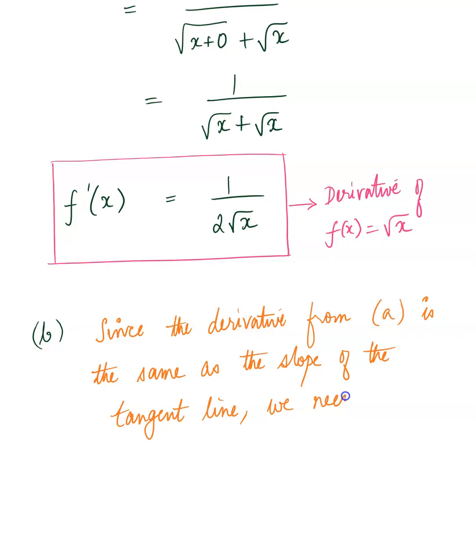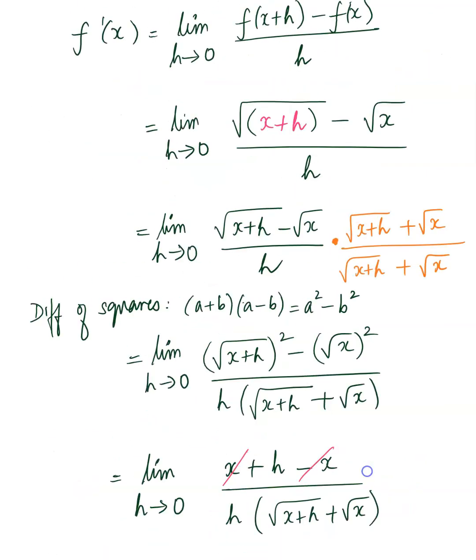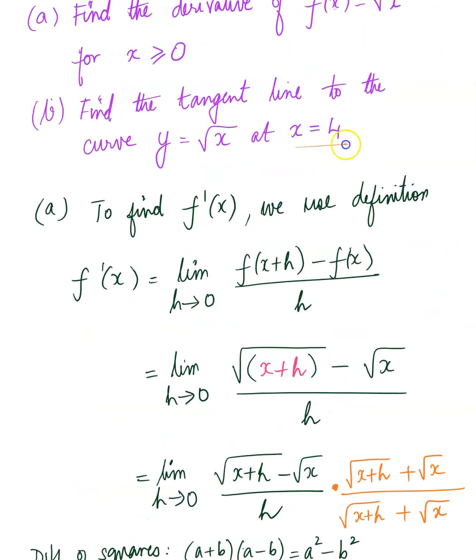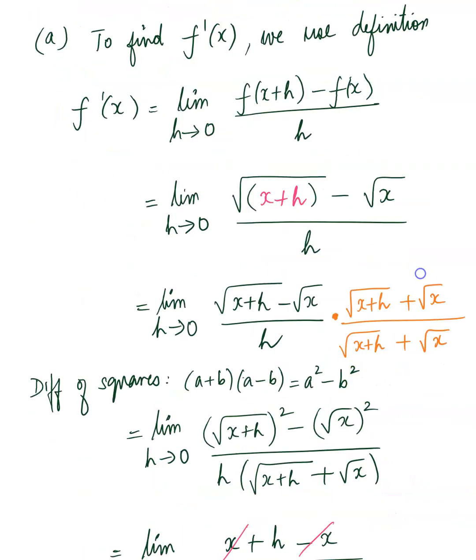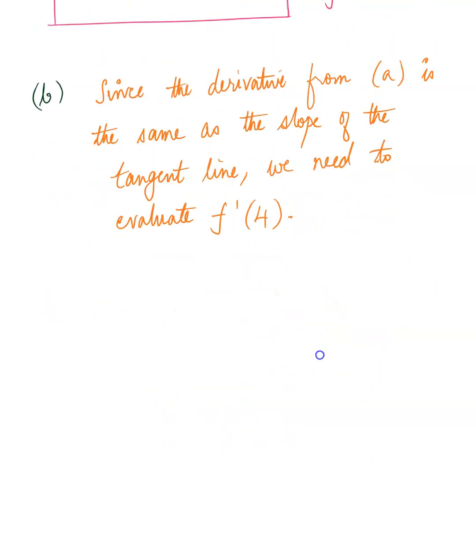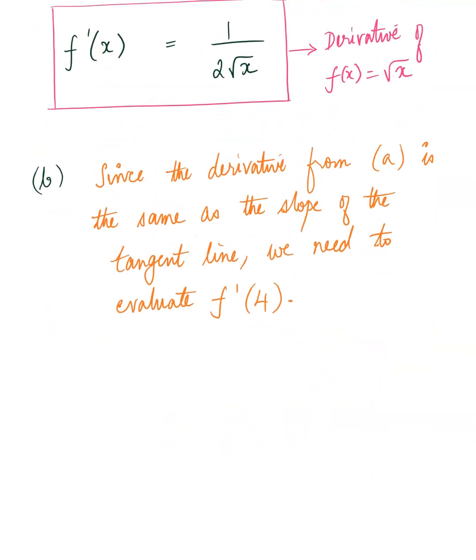We need to evaluate f prime of 4, because remember, the slope of the tangent line is at a point. This was for the entire function, so a point was given to us in part B. Part B said at x equals 4, so that is a point through which the tangent line passes. And so we're supposed to find f prime of 4.